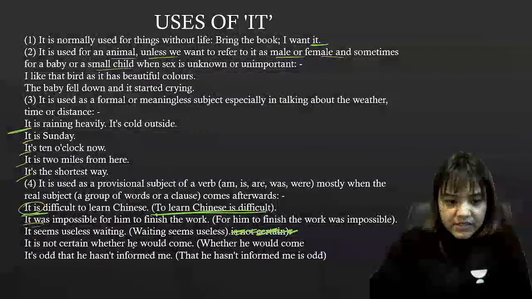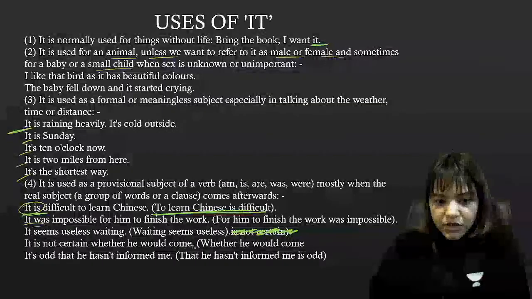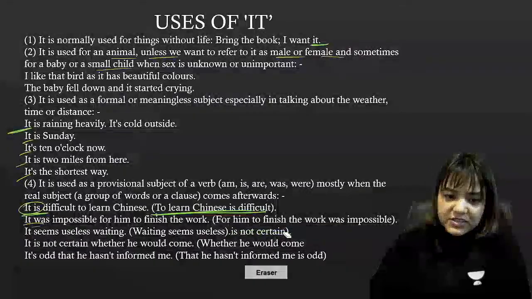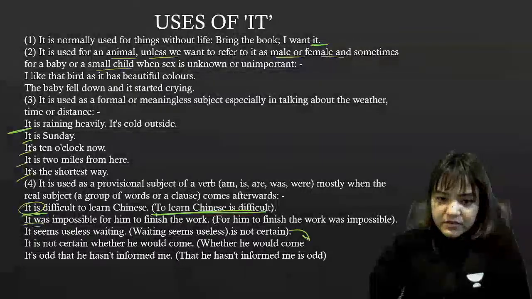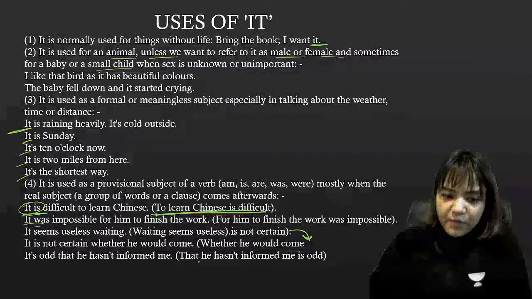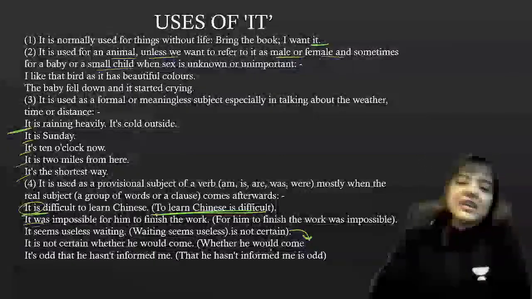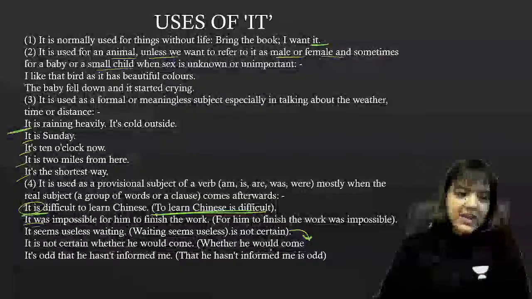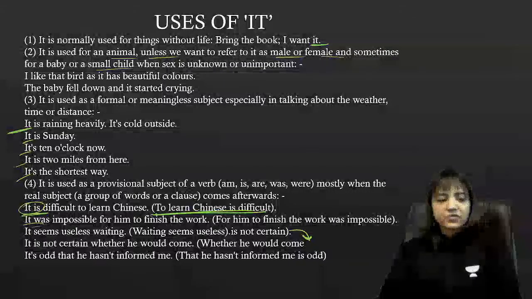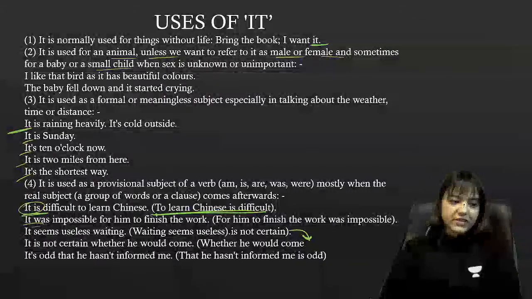It is not certain whether he would come. Whether he would come is not certain. This has to be here. It's odd that he hasn't informed me. That he hasn't informed me is odd. This should be the real sentence. Is this clear to everyone? I think I just had to read it. That's it. I don't have to do anything else with it.